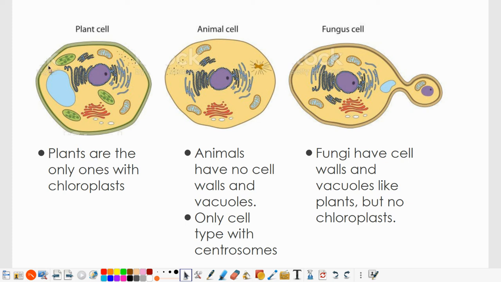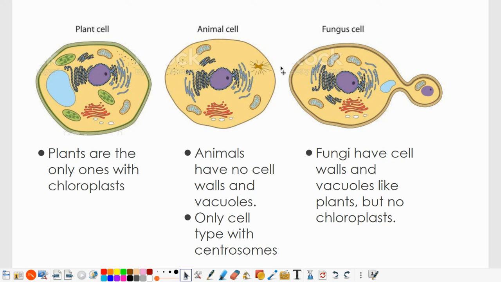If we look at the plant cell, we see the cell wall around the outside in green. If we look at the fungal cell, we see the cell wall on the outside here in brown. The animal has no cell wall. Look at the plant cell, that's a vacuole. Look at the fungal cell, there's a vacuole. There are no vacuoles in most animal cells.